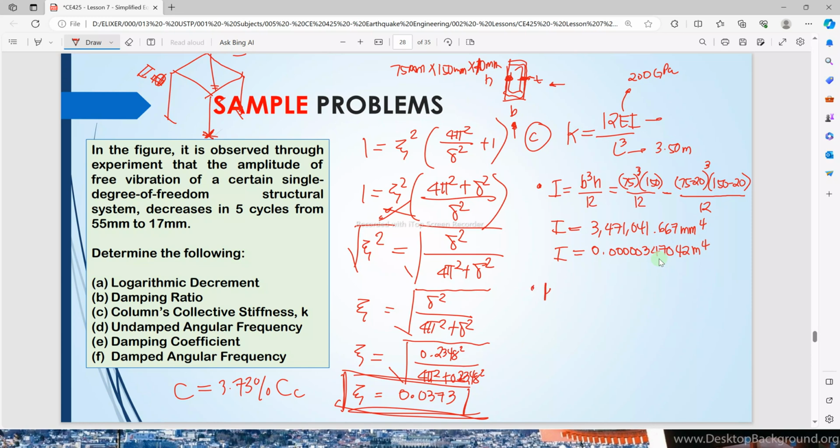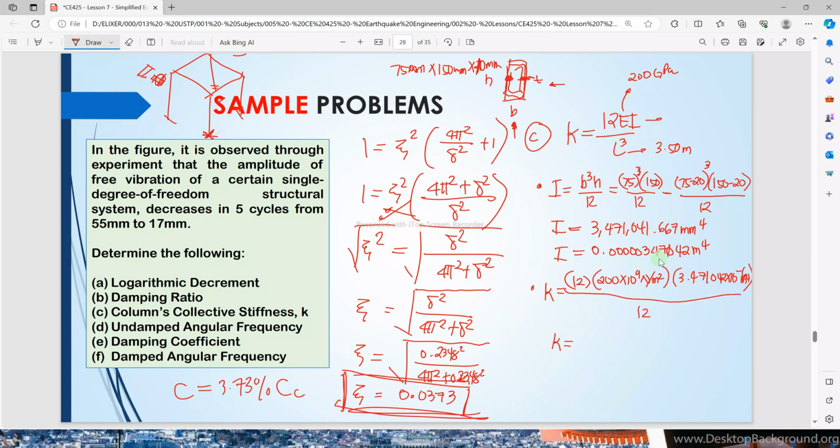So we have already our K, which is equal to 12 times our E, that is 200 times 10 to the 9 Newton per square meter. So we convert that into meters, the I or the inertia, because it is not in the same units. 3.471, 71042 times 10 to the negative 6 meters to the fourth power over the 12.